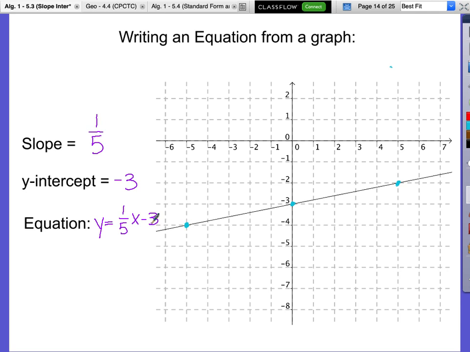How'd you know the slope is 1/5? Because you go up one, and you go over five. How'd you know the y-intercept was -3? Oh, and y is the one that goes up and down. Okay, so how'd you know that's your equation then, if you know those things? How does that help us? I don't see an M or a B.